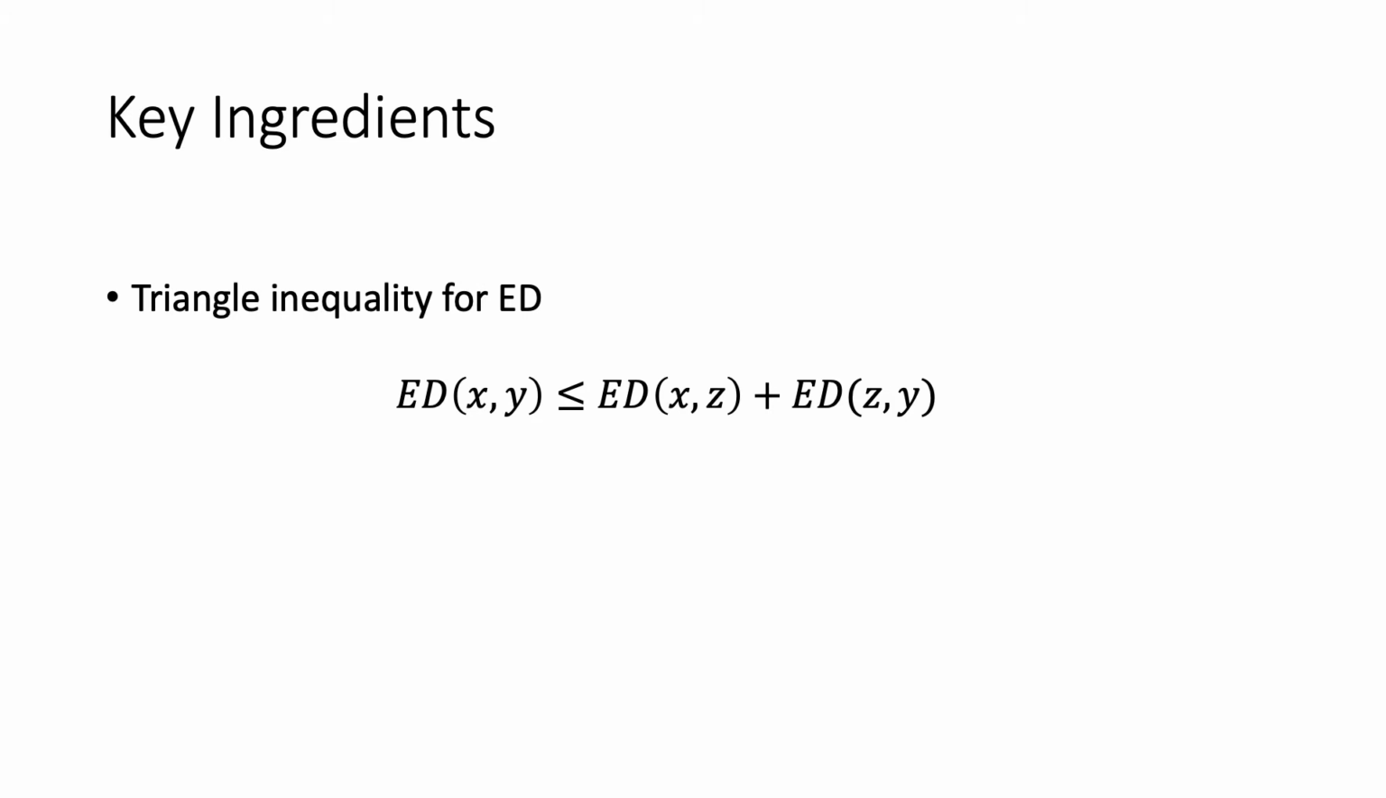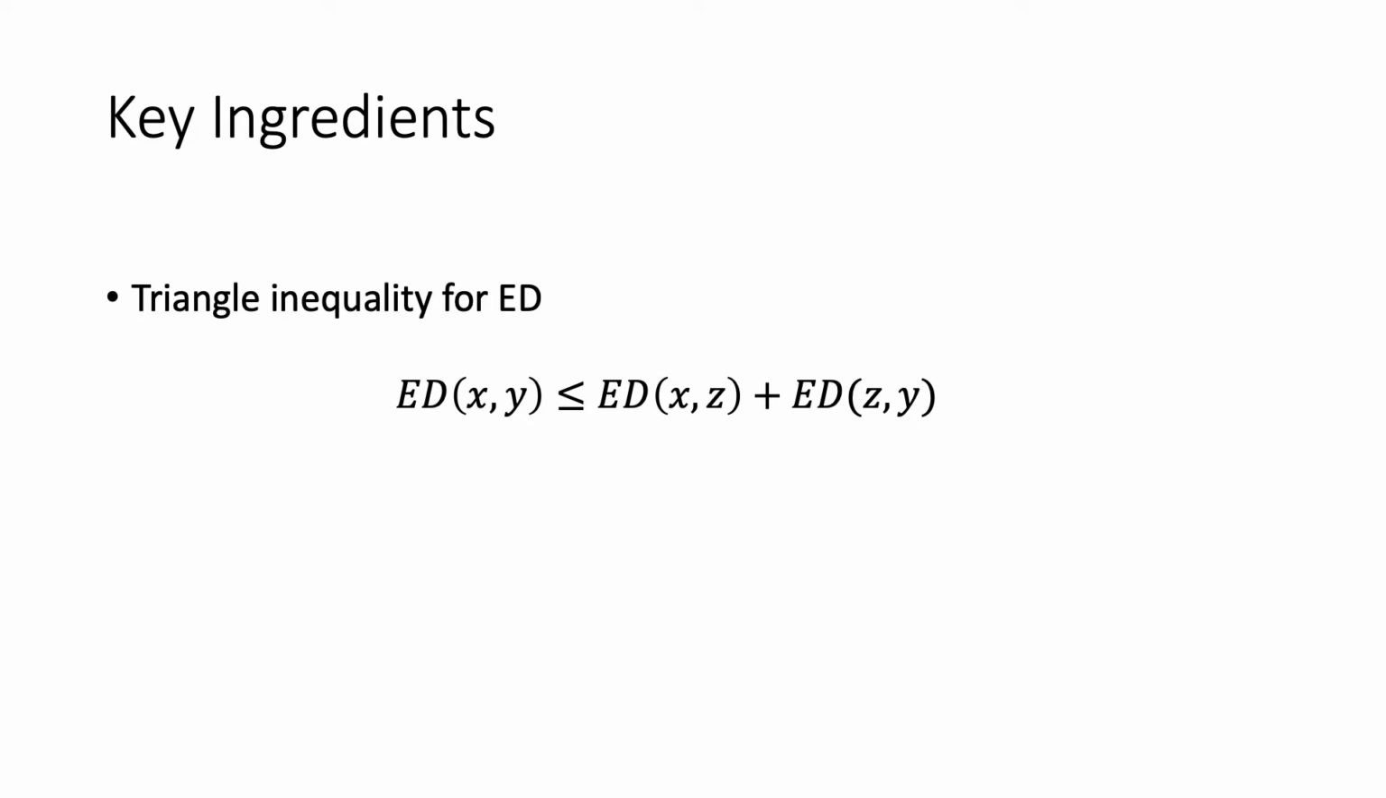So before presenting our algorithms, let me first briefly introduce the key ingredients of our algorithm. The first one is the triangle inequality for edit distance. The edit distance is a metric, and we have the following triangle inequality by definition. That is, for any three strings x, y, z, the edit distance between x and y is at most the edit distance between x and z plus the edit distance between z and y. The triangle inequality has been shown to be very important for designing sublinear time algorithms for approximating edit distance.